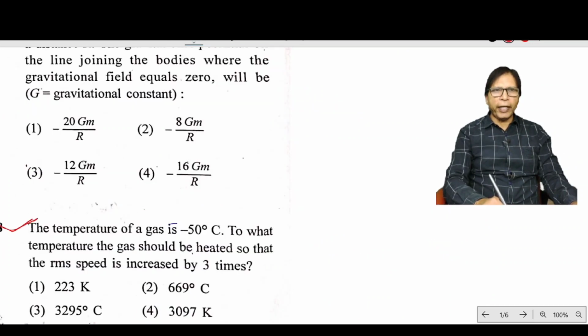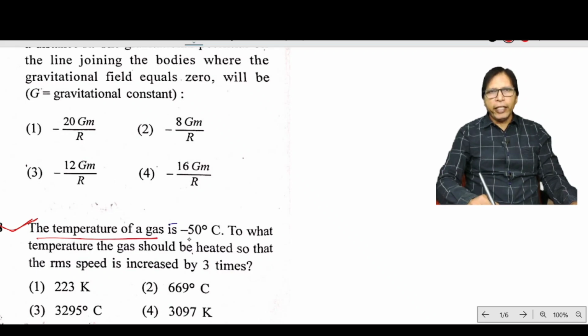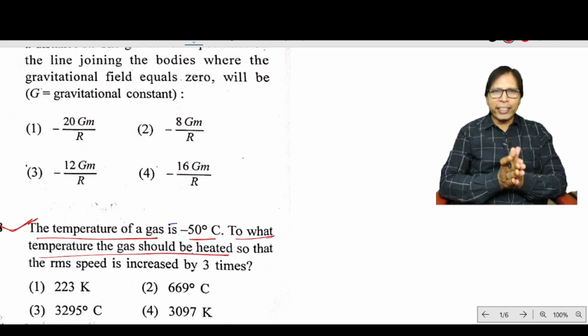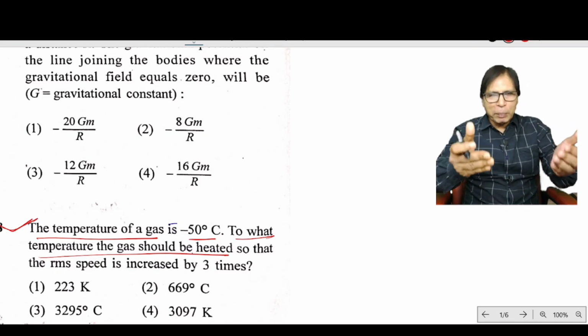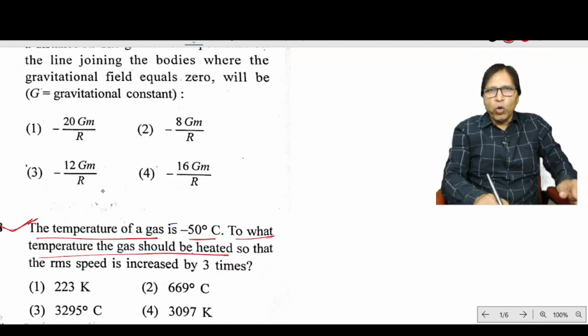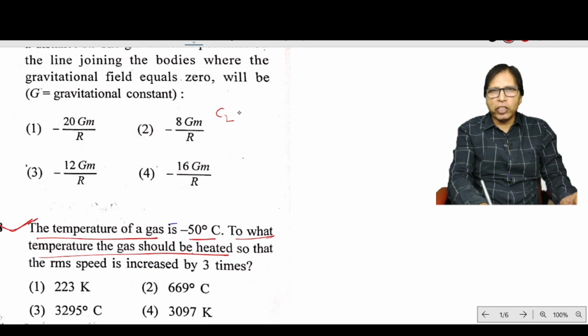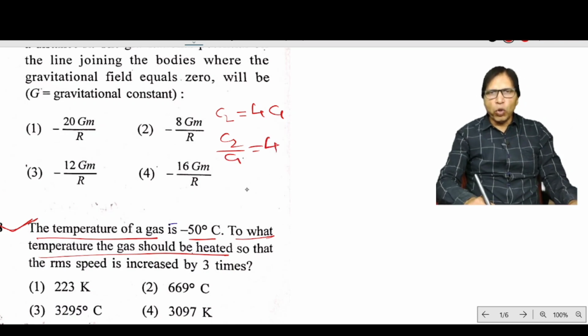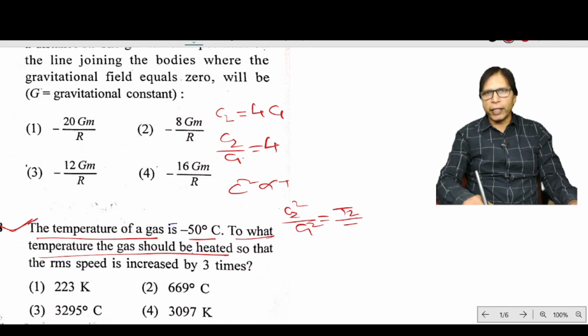Now question number 8. The temperature of a gas is minus 50 degrees Celsius. To what temperature should the gas be heated so that the RMS speed is increased by 3 times? RMS speed increased by 3 times means RMS speed becomes 4 times its initial value. So the final value C2 is 4C1. Therefore C2 by C1 equals 4. Now you know C square is proportional to T. Therefore C2 square by C1 square is T2 by T1.